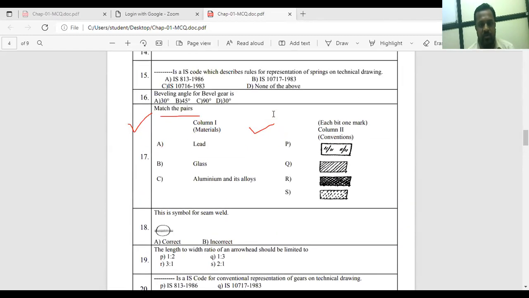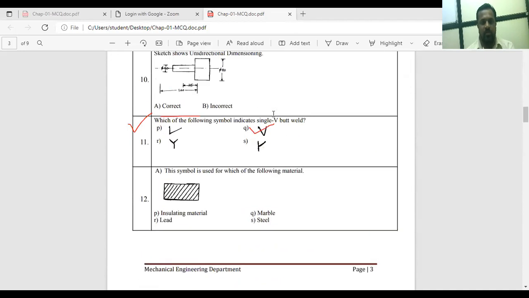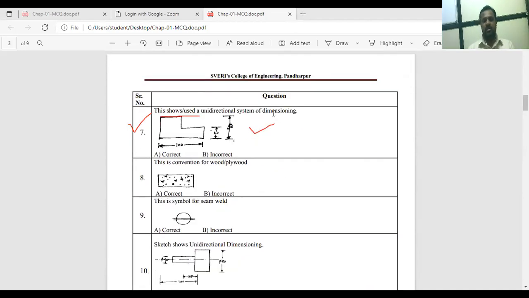Whatever remaining points are there, we will cover those in the next lecture.